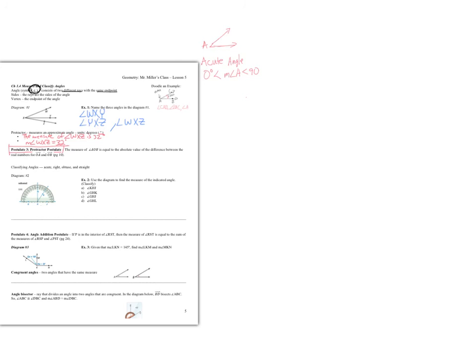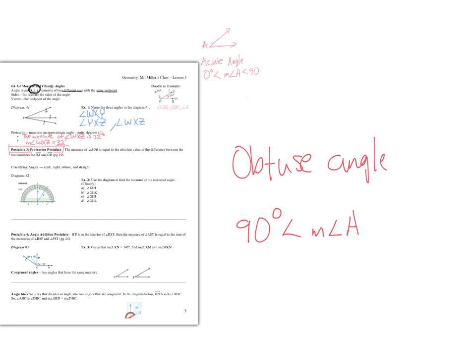Our third angle is an obtuse angle. And an obtuse angle, so we went from 0 to 90, then we have 90. So this one is 90 degrees is less than the measure of angle A, and it is less than 180 degrees. And therefore our obtuse angle looks something like this, where the angle that we're looking at is between 90 and 180.